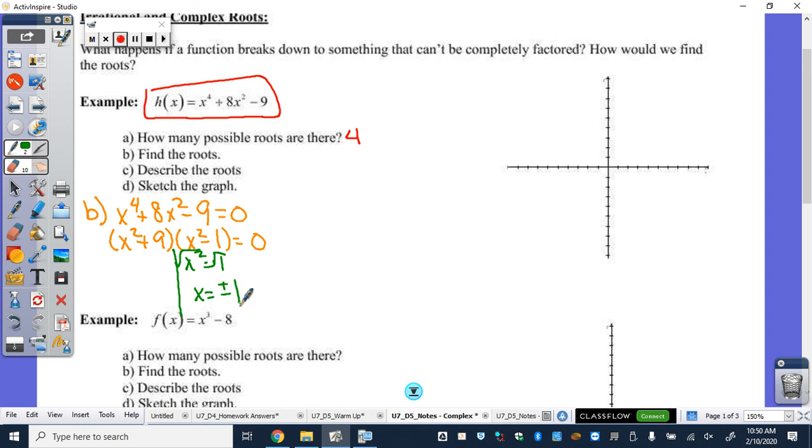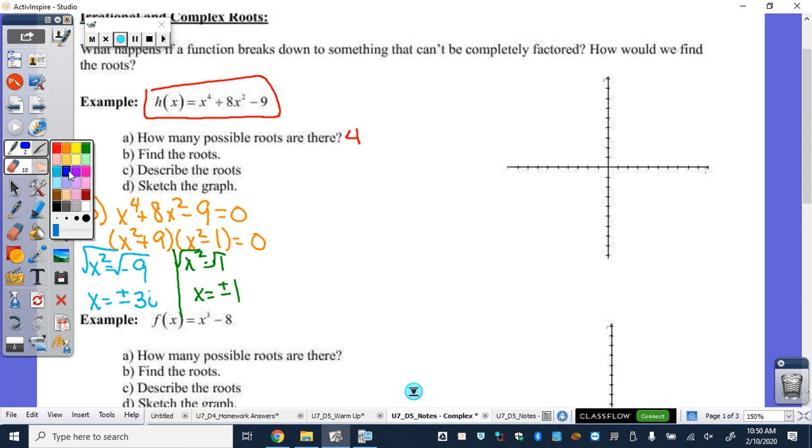So there's 2 of our roots. We got positive 1, we got negative 1. Other side, though, I'd have to subtract my 9 over. So I would get x squared equals negative 9. I take my square root of both sides, and what do we get? Plus minus 3i. So we still have 4 roots here. We have positive 3i, we have negative 3i, and then we have positive 1, we have negative 1.